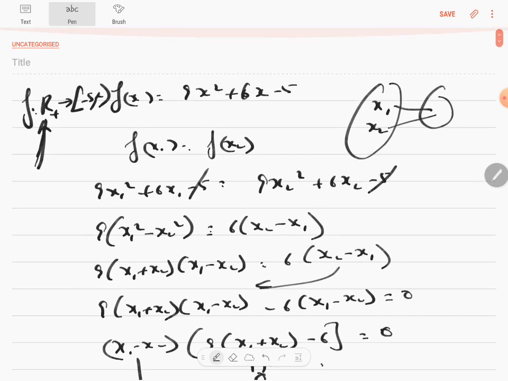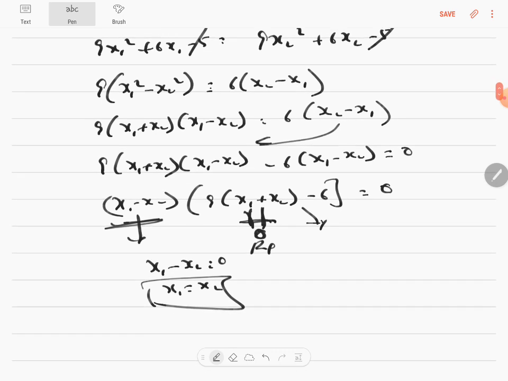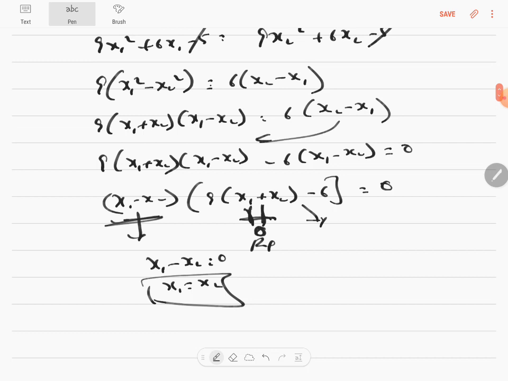Since x1 and x2 belong to real positive numbers, the addition of two real positive numbers can never be 0, and therefore this will never be 0, and therefore x1 - x2 = 0, x1 = x2. It's very, very important. That confirms that it's one-to-one.